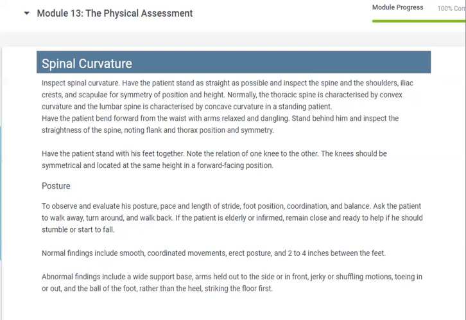Abnormal findings include a wide support base, arms held out to the side or in front, jerky or shuffling motions, toeing in or out, and the ball of the foot, rather than the heel, striking the floor first.